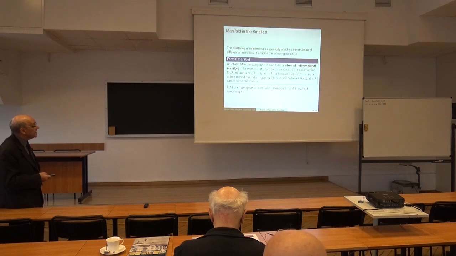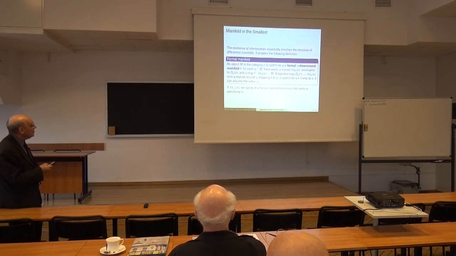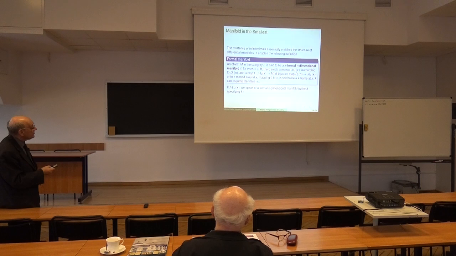The existence of infinitesimals essentially enriches the structure of differential manifolds, and it enables the following definition. An object M in the category E is said to be a K-formal n-dimensional manifold if for each point X of M, there exists a monad around X, which is isomorphic to infinitesimals of the order K, and also the map, this map. So monad acts here as a domain of the local chart. And there is a bijective map from the set of infinitesimals of order K to the monad. And this map is isomorphism, as we know.